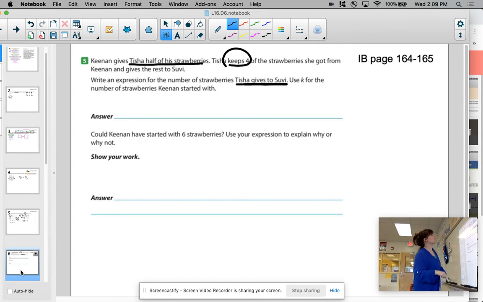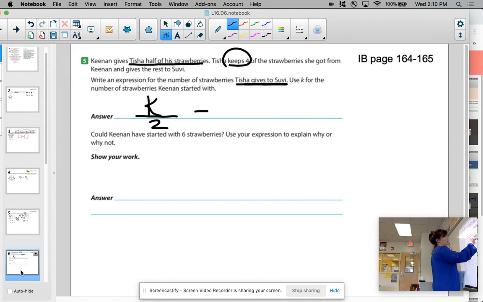Suvi, excuse me, there we go, is going to be after she splits it in half and after she keeps 4. How many are there? So I'm going to start with all of them and I'm going to split them in half. I'm going to divide it by 2. There's a couple of ways we could write that. I'm choosing to show that using a fraction. And then after I do that, I'm going to keep 4 of them for Tisha.